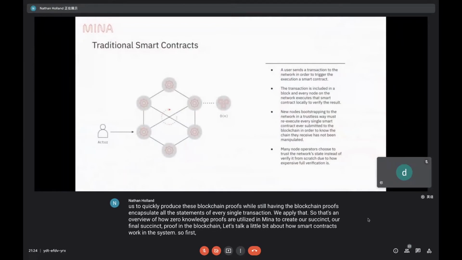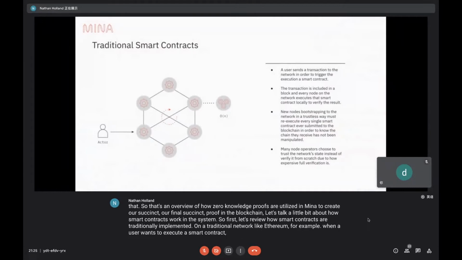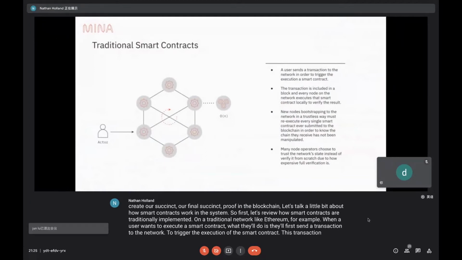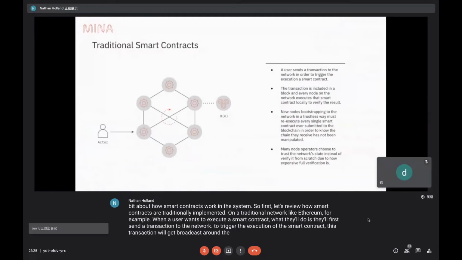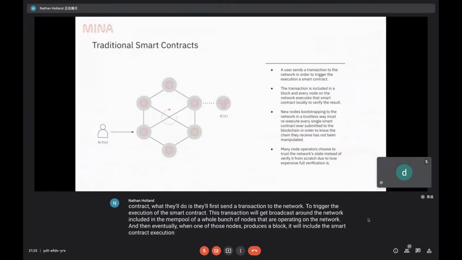So first, let's review how smart contracts are traditionally implemented. On a traditional network, like Ethereum, for example, when a user wants to execute a smart contract, they'll first send a transaction to the network to trigger the execution of the smart contract. This transaction will get broadcast around the network, included in the mempool of a whole bunch of nodes that are operating on the network. And then eventually, when one of those nodes produces a block, it will include the smart contract execution into its block.